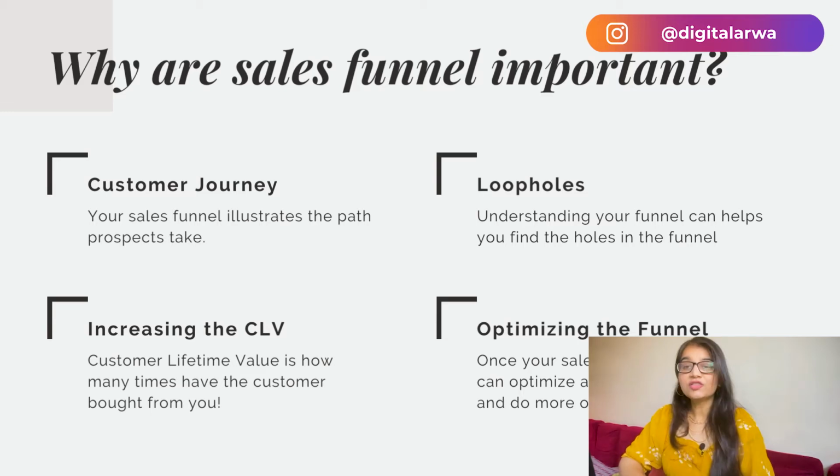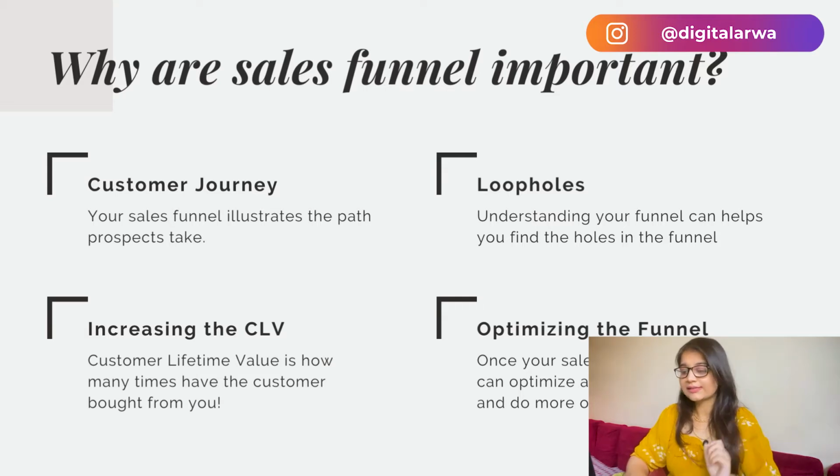So the last point is optimizing the funnel. Now, once you know the loopholes, once you know where you are going wrong, where the customer is dropping out and not buying from you again, you know that okay, I need to fix those things in order to optimize my funnel. So I need to spend more on marketing, I need to spend more on branding, or the customer is not coming because of the quality of the product. So all those things are very important in order to know the optimization of the funnel. So once you know the loopholes, you can start optimizing whatever doesn't work for you in the funnel.